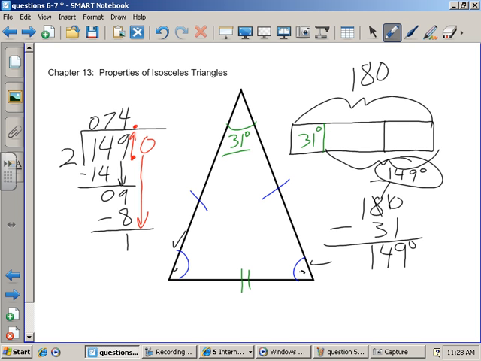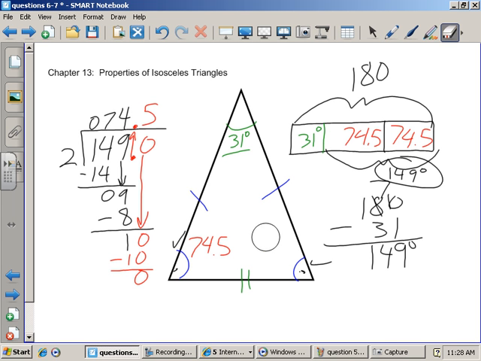Bring down my 0. 2 goes into 10 5 times. 5 times 2 is 10. Subtract and I get 0. So 74 and 5/10 is what each of these two angles is equal to. Oops, excuse me, I wrote my decimal in the wrong spot. Gotta fix that. That's how we figure out a missing angle measure for an isosceles triangle.